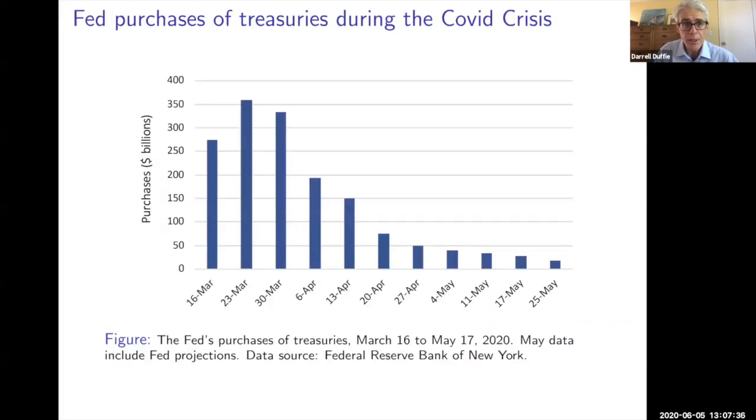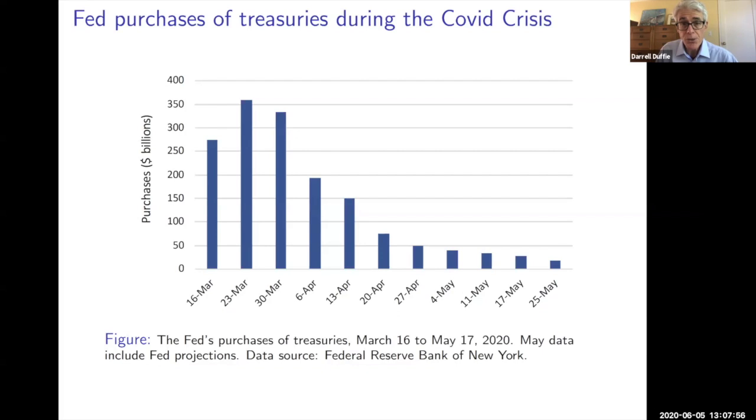Here's what the Fed did. Basically, it went in and just took treasuries out of the market. It was as simple as that, using an auction-based approach. They weren't acting as a dealer of last resort, putting a bid and an offer into the market. They were just buying treasuries in enormous quantities, about $1 trillion in the first 3 weeks of this stress period.